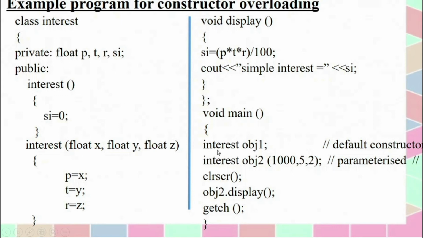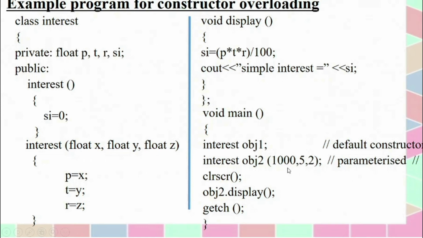So in the main program, using the class name interest, the first object is created, that is object 1. When you create the first object, which member function will be executed? The first constructor member function will be executed. That is, si will get the value 0. That means this output variable will be initialized with 0 when you declare the first object. Okay. Then again using the class name, we are declaring the next object, that is object 2, and here we are passing some arguments. I mean, the second constructor member function is having arguments.